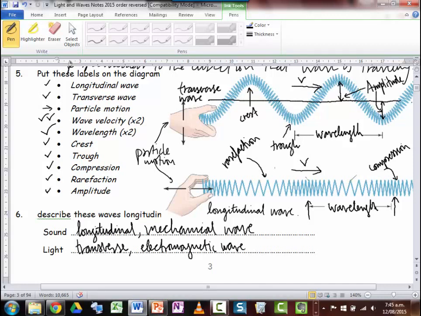Okay, so what we mean by that is that sound actually needs a medium to move through. It has to move through like a gas, a solid, or a liquid. Light can move through a vacuum, and it's really just vibrations in the electric and magnetic fields. We'll talk a bit more about what that means later.